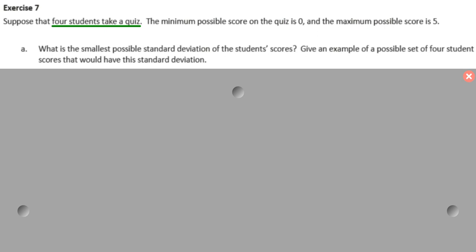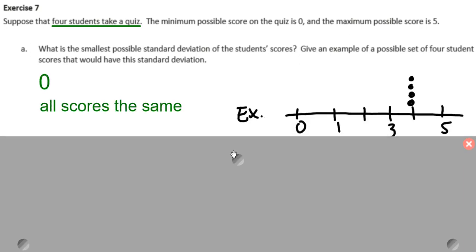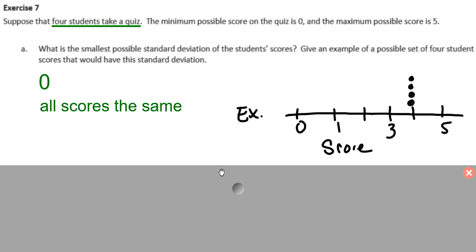All right, so 4 people are taking the quiz. The smallest possible standard deviation is 0. So it would have to be everything aligning with the mean. So all 4 scores would have to be the same. It doesn't matter what the scores are, but I would have to have them all be aligned. So if I have 4 scores on 4, the standard deviation would be 0. I can do the same thing at 5, 2, 1, 0. It does not matter, but as long as all 4 scores are in the same spot, the mean would be in the same location, therefore the standard deviation is 0.